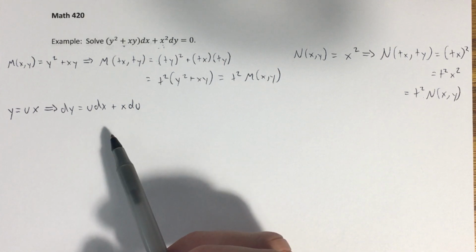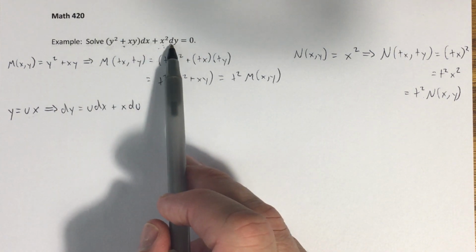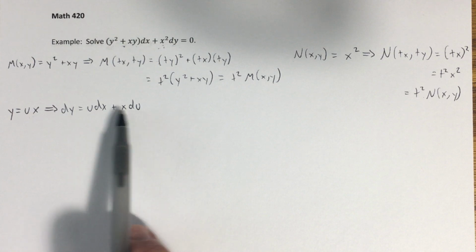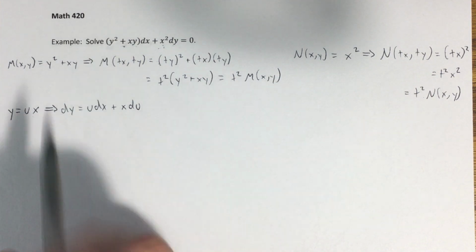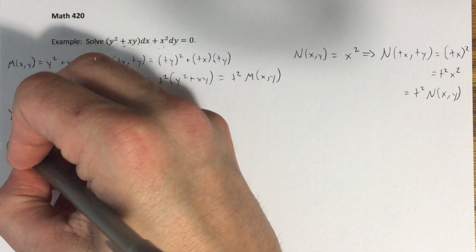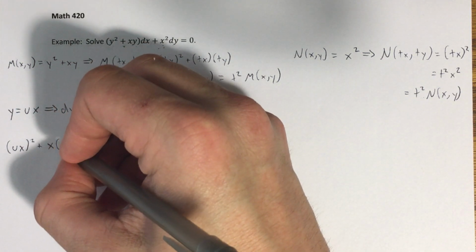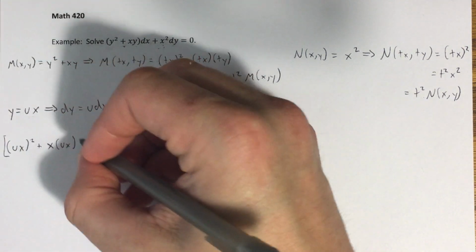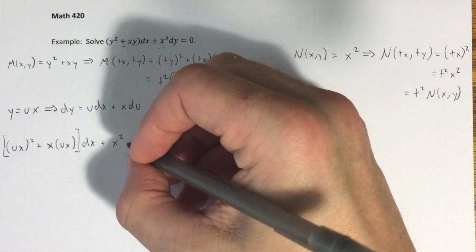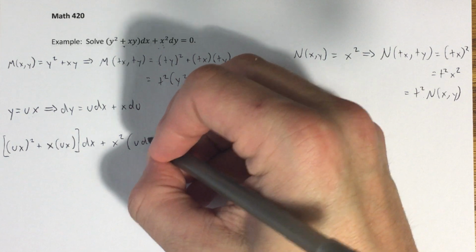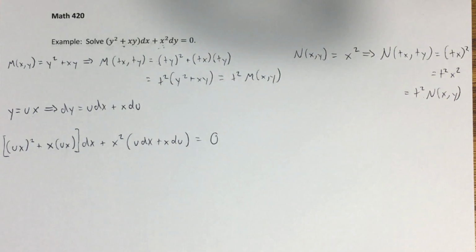Okay, so here we can make some substitutions now. Anywhere I see a y, I'm going to substitute ux, and for this dy here, I have to substitute this new expression with these differentials. That way all of the y's are going to drop out. So what happens now? y squared becomes (ux) squared, plus xy, which is the same as plus x times ux, and that has a dx here, plus x squared times dy, which now has this new form, u dx plus x du. And that equals 0.